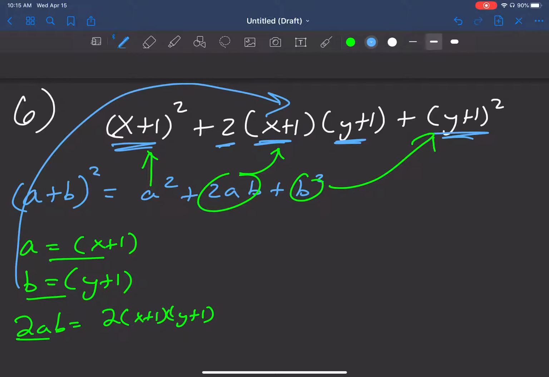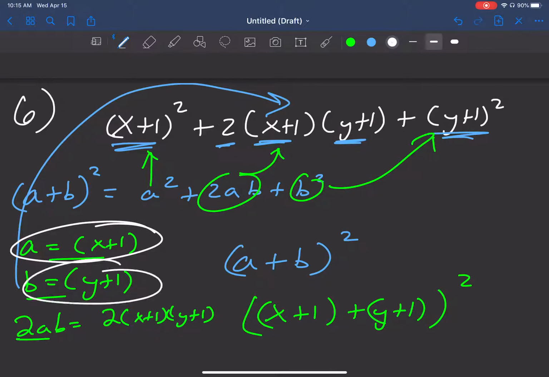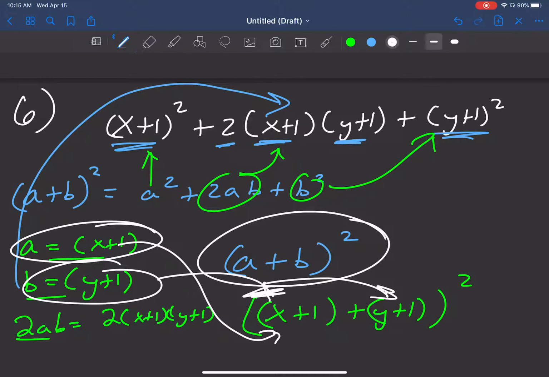So what does that tell us? That tells us that we can simplify this into a plus b squared. But you've got to tell me, what is our a and what is our b? Well, your a is x plus 1, so that's going to be plus y plus 1 all squared. And again, this is only because a is equal to x plus 1 and b is equal to y plus 1. Oh, that's not b. This is b, and this is a. We're just following this rule here.